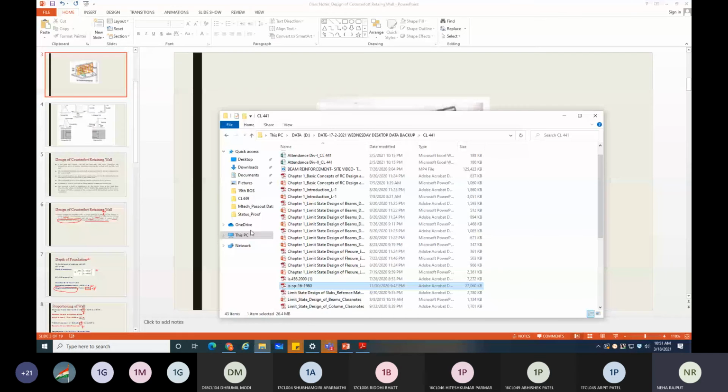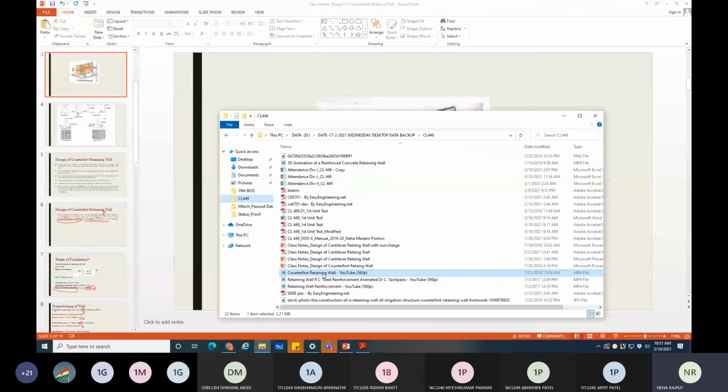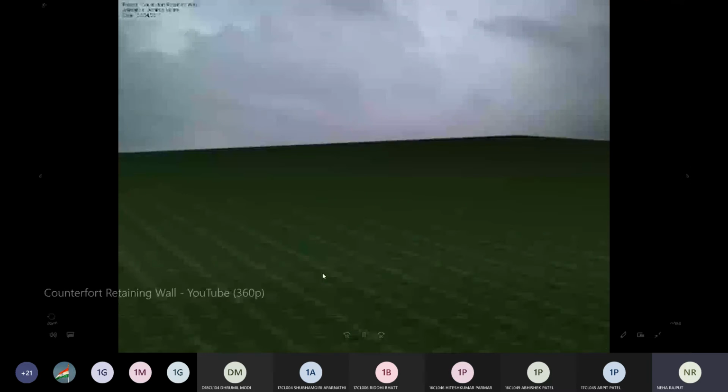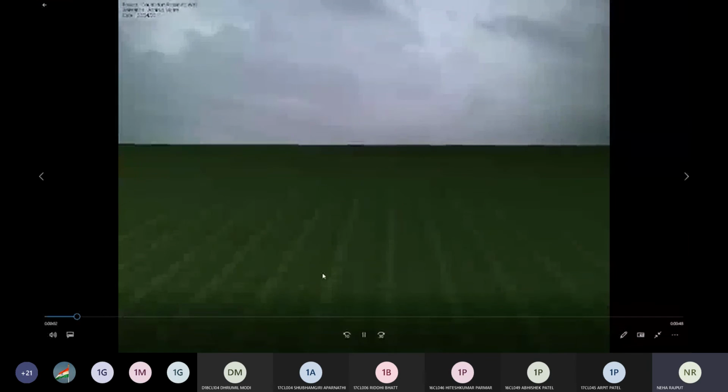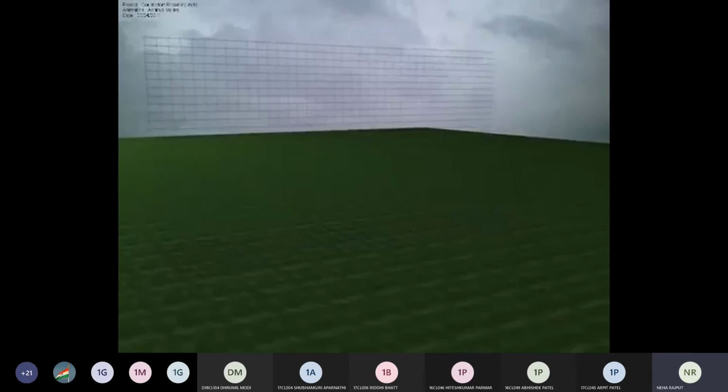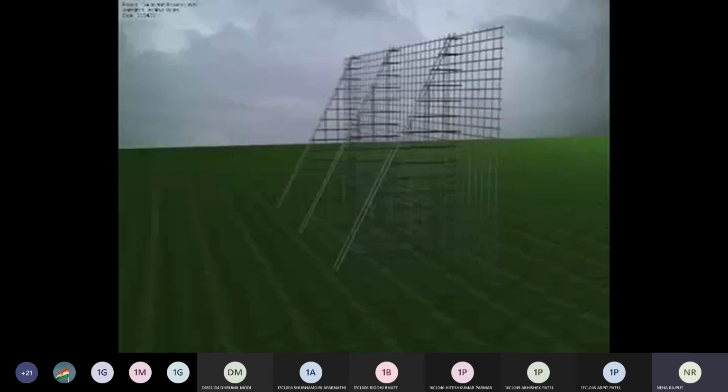counterfort member, and as I have shown you the detailing also for counterfort member. So again I am repeating that, again I am playing that video, you just look at that, and we have all this reinforcement bar on the screen.